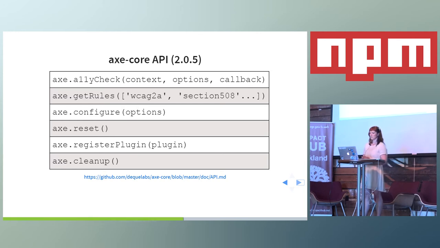There's also a plugin system. You can register plugins, and then you can clean up. If you have registered a plugin and you need to turn it off or reset it, you can run axe.cleanup. And the entire API you can find on GitHub.